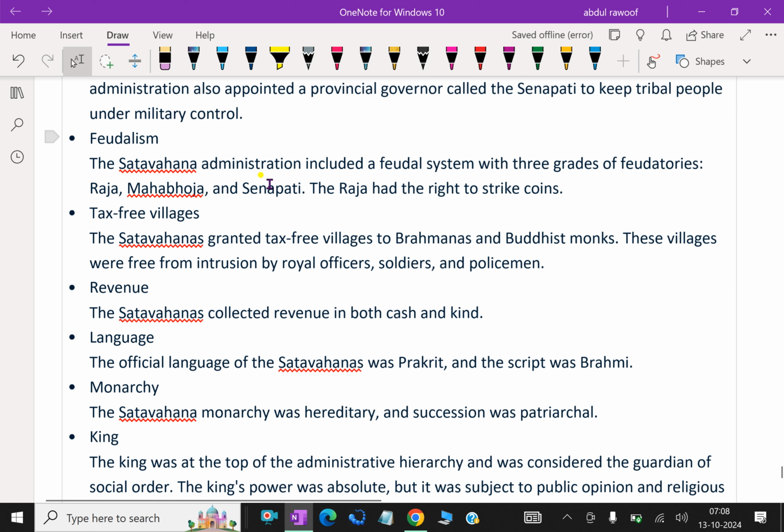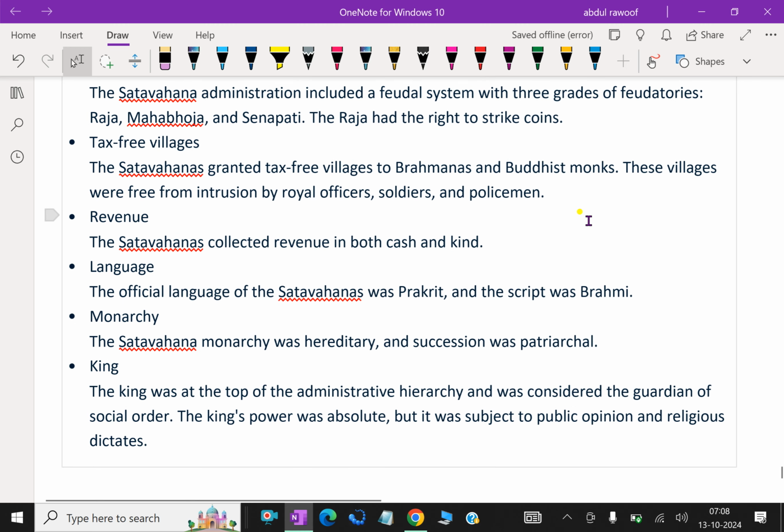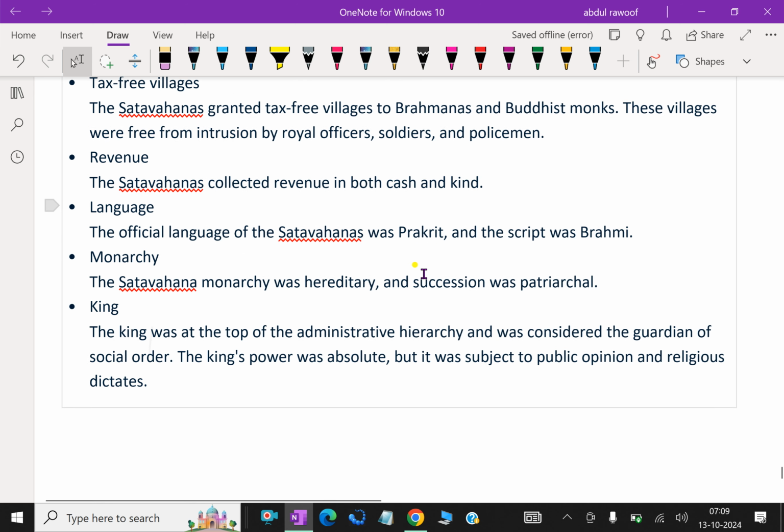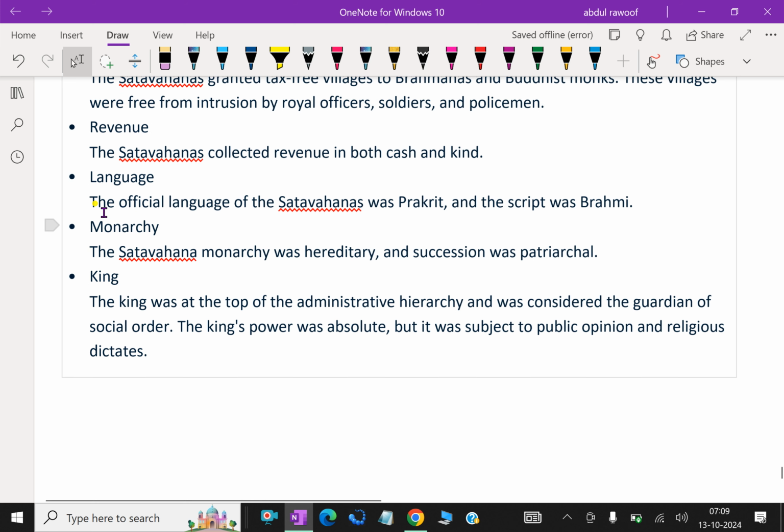Feudalism. The Satavahana administration included a feudal system with three grades of feudatories: Raja, Mahabhoja, and Senapati. The Raja had the right to strike coins. The Satavahanas granted tax-free villages to Brahmanas and Buddhist monks. These villages were free from intrusion by royal officers, soldiers, and policemen. Satavahanas collected revenue in both cash and kind. The official language of the Satavahanas was Prakrit and the script was Brahmi.